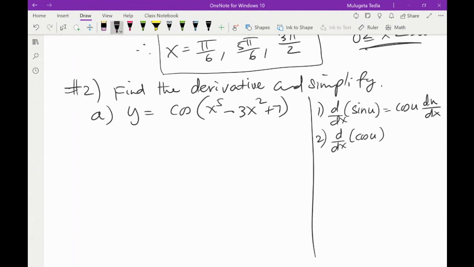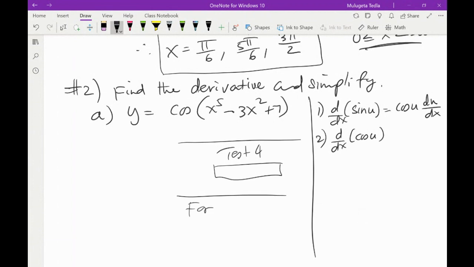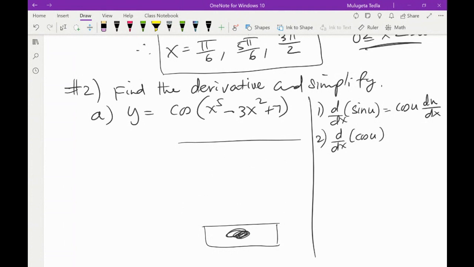just below the test, when you see test 4 on Blackboard, there is a file, and then there is another entry, formulas for test 4, right below it. You can use that file, which will be added into the test folder. So when you populate this, you can also populate this if you want to save time. So d by dx of cos of u is minus sine of u du by dx.